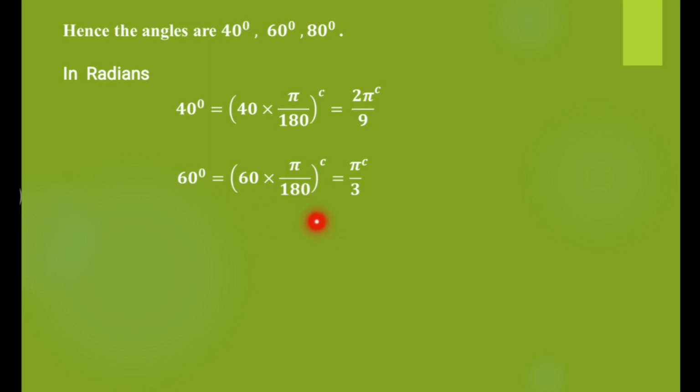So after simplifying, we get here pi by 3, and for the last one we write here 80 degree as 80 into pi upon 180. So after simplification, we get here 4 pi by 9 radian. So in this way, first we find the angles of a triangle and then we convert degree to radian form.